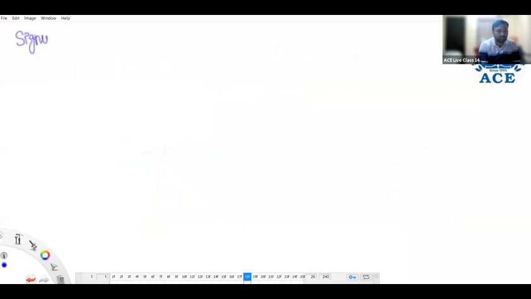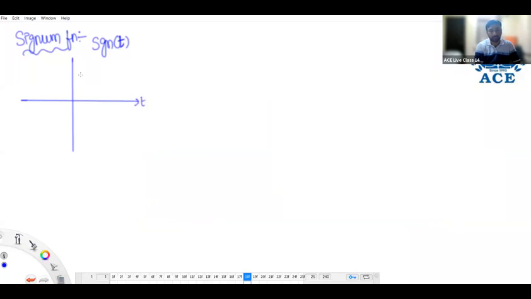The next standard signal which we are taking is called the signum function, SGN of t. It is a bipolar signal that is having 2 amplitude levels. Bipolarity means 2 amplitude levels. Positive time +1, negative time -1, sir.